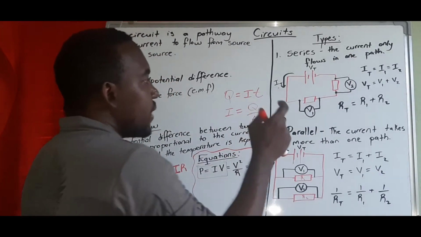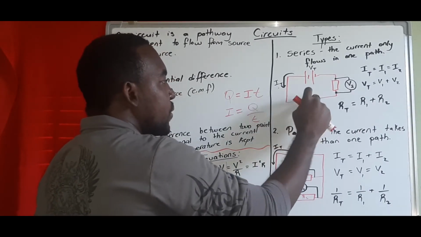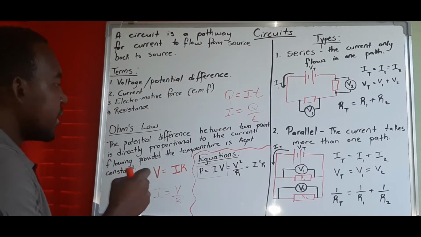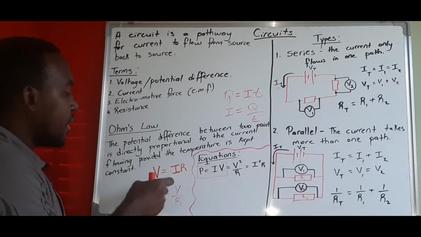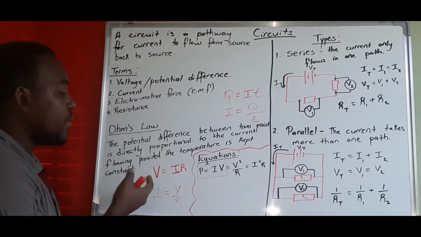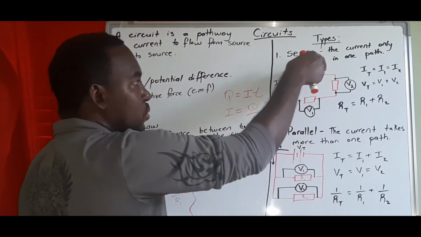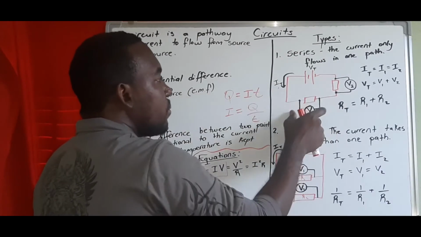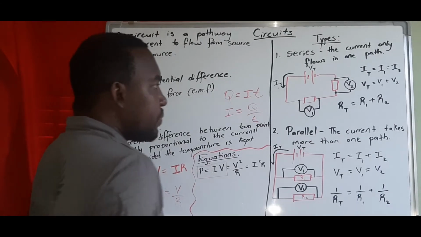And the voltage now is the difference, because if these resistor values are different, then according to Ohm's law, even if they have the same current, their voltage will be different, because V is equal to IR. So in this case, the total voltage being supplied by your battery will be the sum of your individual voltages, all right?